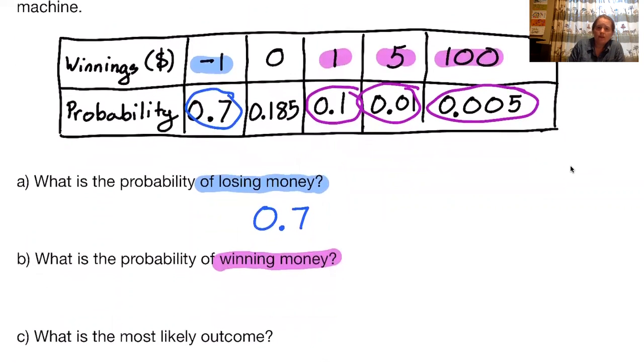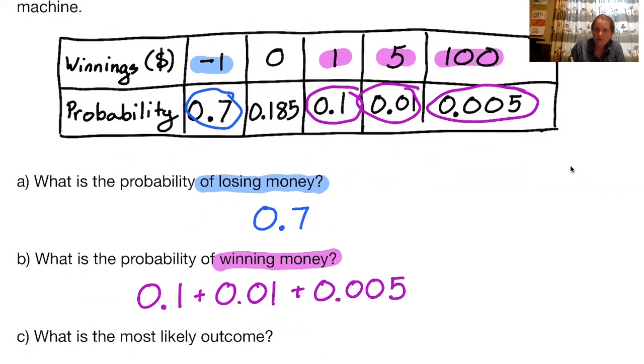So for winning money, we want to include all of the possible ways. So we have our 0.1 probability for winning $1, our 0.01 probability for winning $5, and our 0.005 probability for winning $100, which gives us 0.115 as our probability.